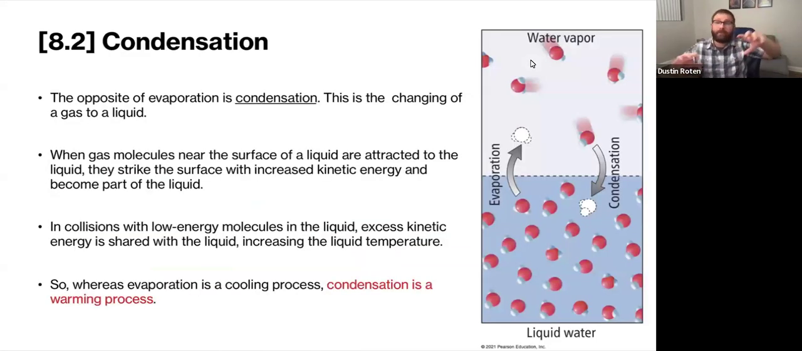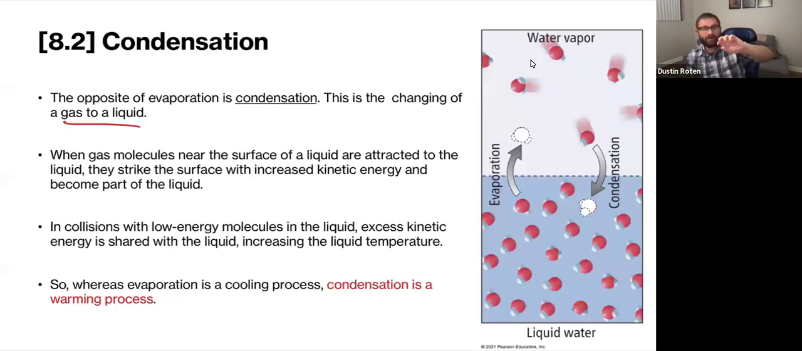All right, so that's evaporation with a liquid surface, molecules leaving, cooling the surface. Let's talk about the opposite. What if we have water vapor up top and then it actually condenses, turns into the liquid? And I said water vapor, but really any vapor of anything, any gas, you can have it condense and turn into a liquid. So the opposite of evaporation is condensation. This is the changing of a gas to a liquid.